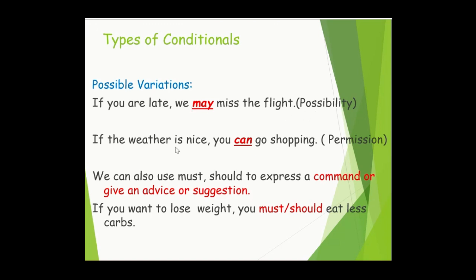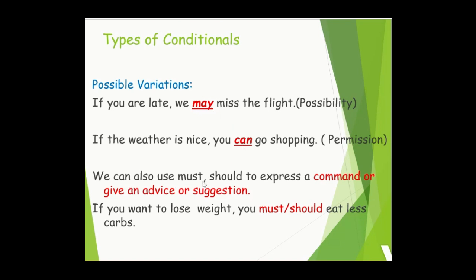But in the other sentence, it says if the weather is nice, you can go shopping. It means it is a permission granted to someone by somebody. So what I mean to say is, may and can take the place of the verb form here, a modal verb instead of the future tense.